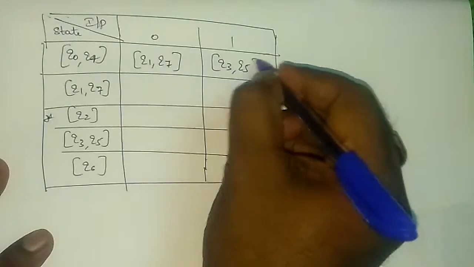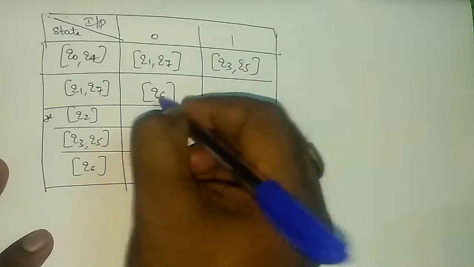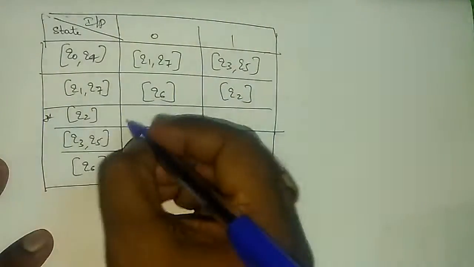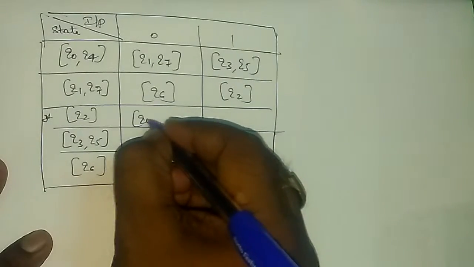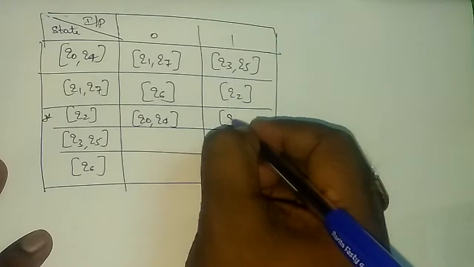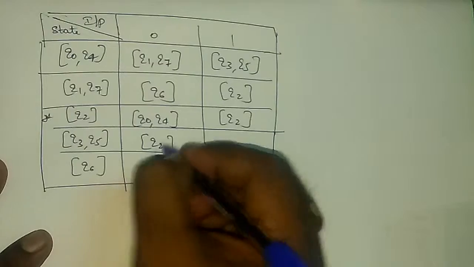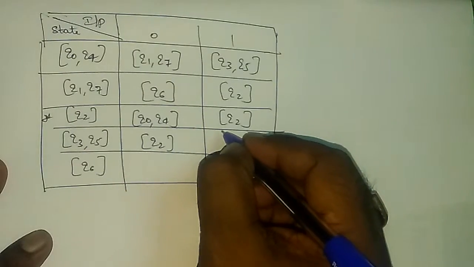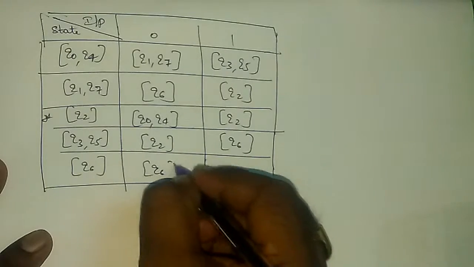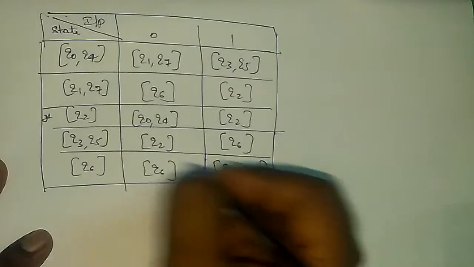Next, Q0, Q4 on 1, Q3, Q5. So Q1, Q7 on 0, Q6. Q1, Q7 on 1, Q2. So Q2 on 0, Q0, Q4. Q2 on 1, Q2. Q3, Q5 on 0, Q2. Q3, Q5 on 1, Q6. Q6 on 0, Q6. Q6 on 1, Q0, Q4.